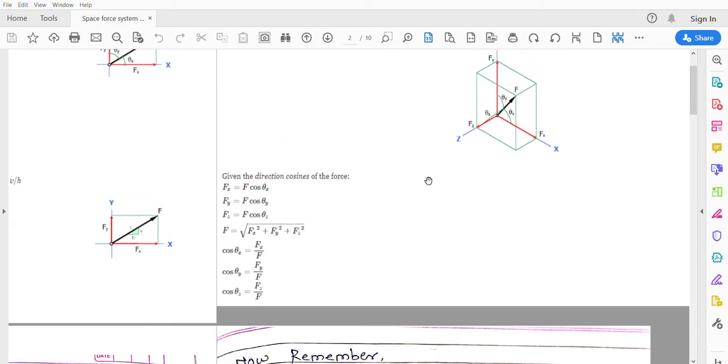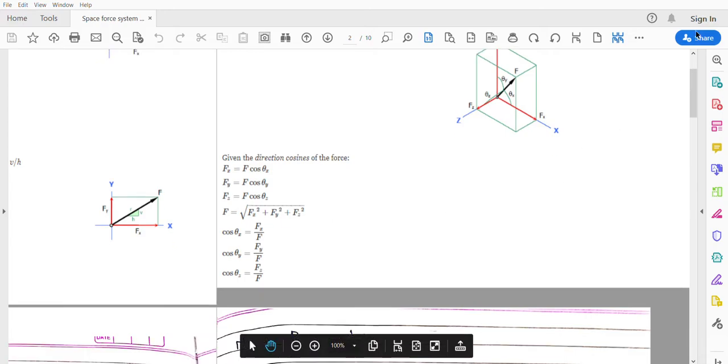So if you know theta x, theta y, and theta z of a single force, you can easily determine its x, y, and z components, and vice versa. If you know the x, y, and z components, and if you know the angles, you can easily determine the value of F.